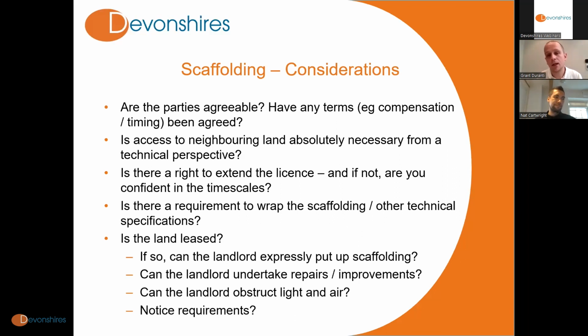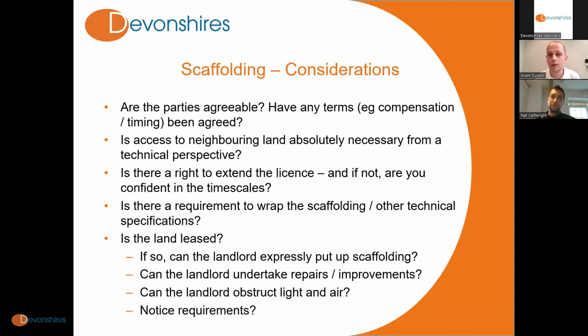Is there a right to wrap the scaffolding, for example, for sound insulation or for privacy reasons? We've seen that asked for, and then we've seen specific specifications required for the wrapping or other technical specifications. So you're only allowed to put scaffolding up, for example, of a certain size with certain wrapping around it.